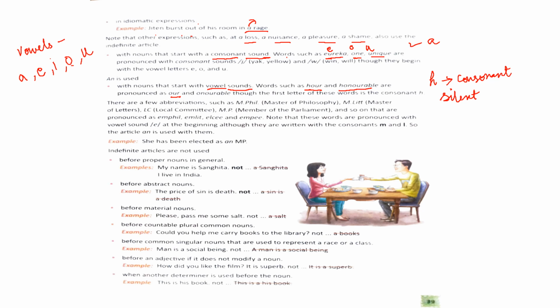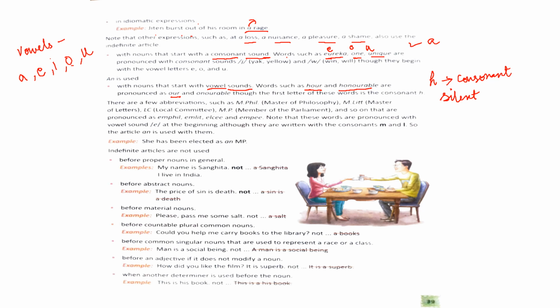Now we use the article "an" with some abbreviations also. What are abbreviations? They are short forms, such as MPhil, the full form of which is Master of Philosophy. Then this is MLit, full form Master of Letters. LC, Local Committee. MP, Member of the Parliament, and so on.